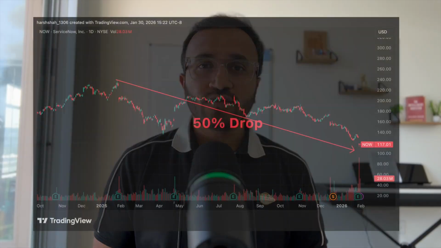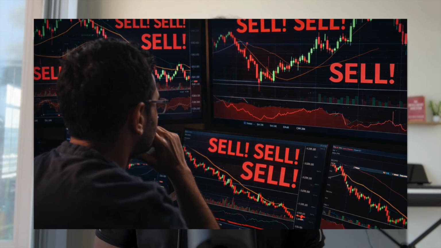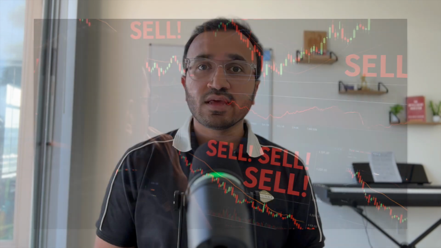Everyone is asking why ServiceNow crashed. But if you were looking at price action, this wasn't a surprise at all. When price reached 240, the chart was screaming sell, and I did not FOMO in. Today, I'll go over the exact setup, how I spotted the reversal pattern, and I'm going to explain in detail how. So let's get started.